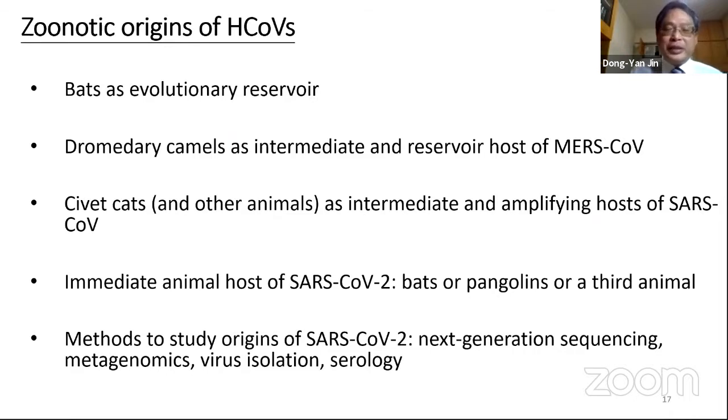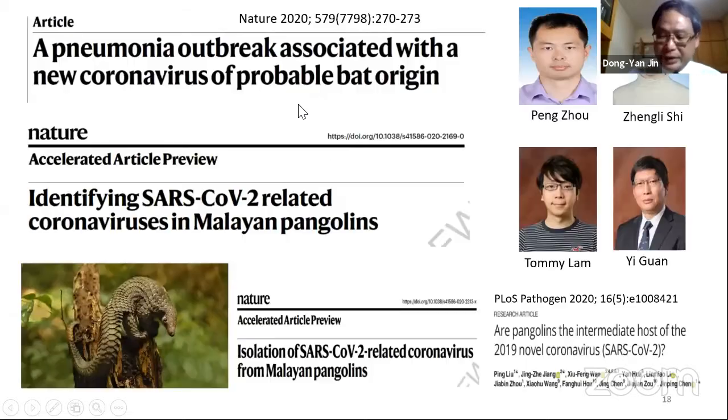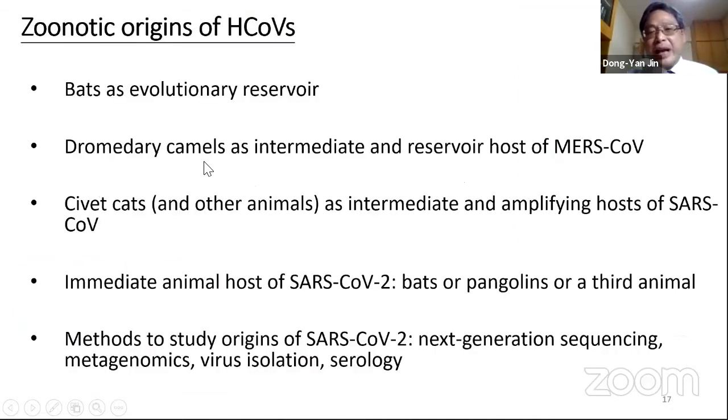And to summarize what we discussed, the bats are the evolutionary reservoir, and the dromedary camels are the intermediate and also reservoir hosts of MERS coronavirus. And the civet cats, and actually also several other animals, might be the intermediate and amplifying hosts of SARS coronaviruses too. Why do I say that? Because the infection of civet cats with SARS coronavirus is actually pathogenic, and probably also in other animals.